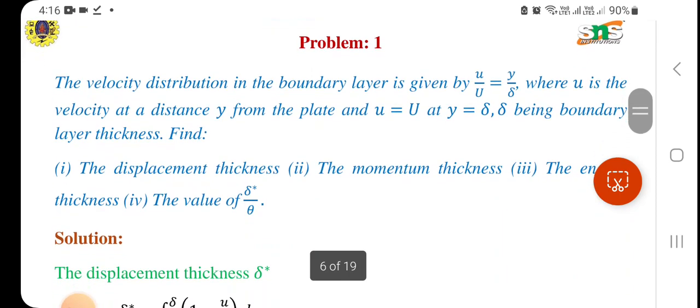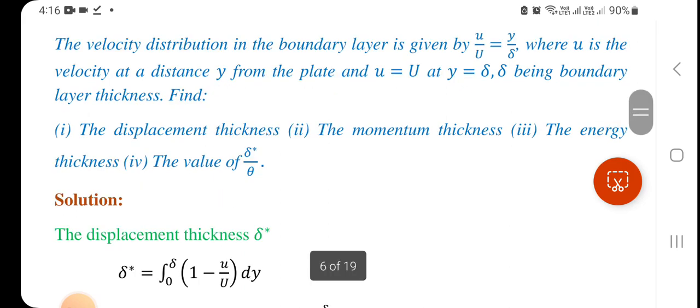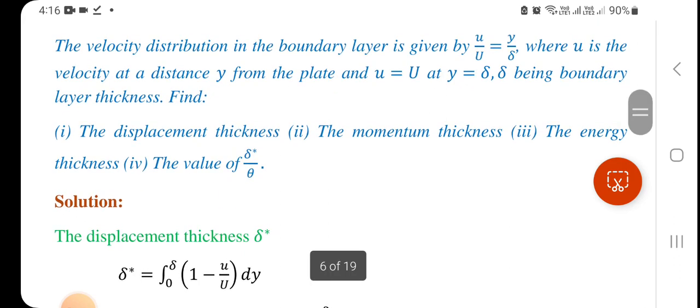So we'll see a problem on boundary layer. The velocity distribution in the boundary layer is given by u by capital U is equal to y by del, where u is the velocity at a distance y from the plate, and u is equal to capital U, the velocity is capital U at y is equal to del, del being boundary layer thickness. Find the displacement thickness, momentum thickness and energy thickness, and the value of del star by theta.